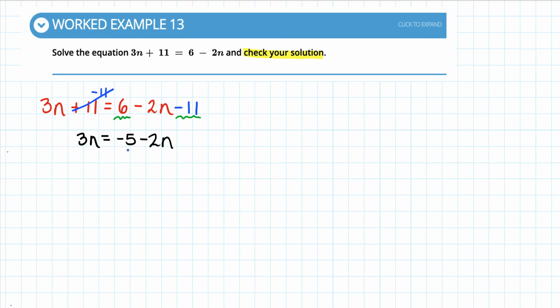Then what do I have to do? This -2n, I have to get it to the other side. How do I undo it then? I have to add 2n on both sides. When I do that, this goes away, and then 3n plus 2n is going to be equal to 5n, which is equal to -5. And then what do I have to do next? Divide both sides by 5. And I get that n is equal to -1.